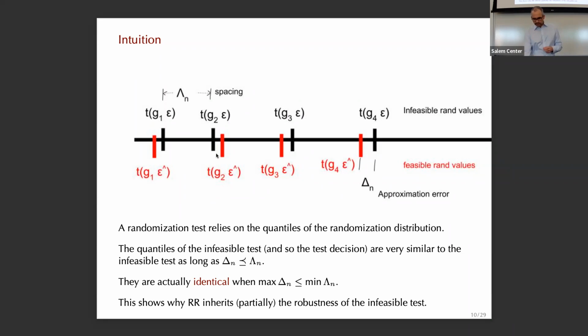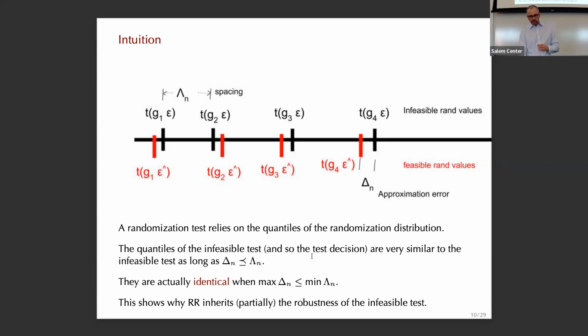Now that difference here, for example, is just one realization of the approximation error, the delta. The difference between the infeasible value and the approximate value. Okay, this is the delta. The lambda, the spacing, is the difference between two values in the infeasible test. It's the lambda and the delta. These are the important quantities for validity. Now think about the following. A randomization test relies only on the quantiles of the randomization distribution, right? Because we're comparing, if you remember, just the ranks of that distribution with what we observe.